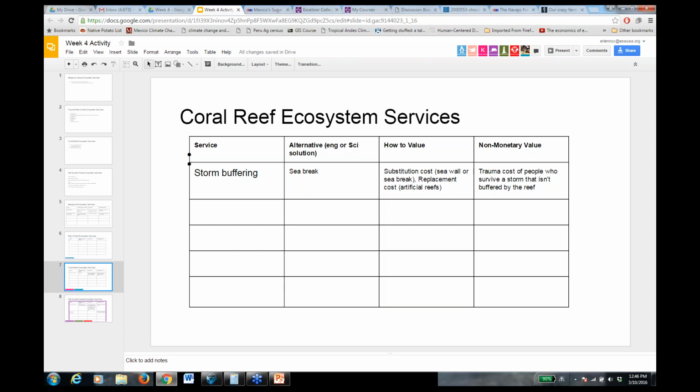So non-monetary value, this is a good one: the trauma cost of people who survive a storm that's no longer buffered by the reef. So maybe having your house destroyed, your farm destroyed, your car, whatever it is that you have. Good.